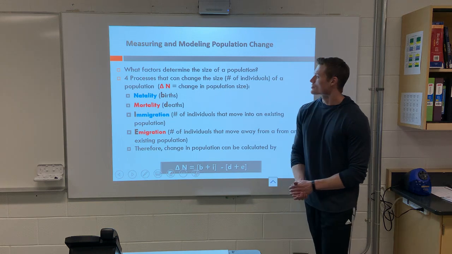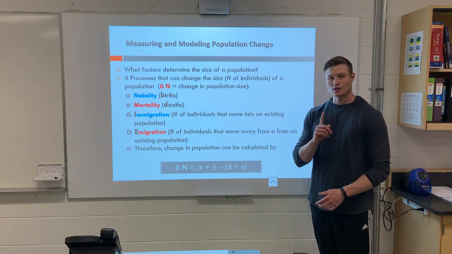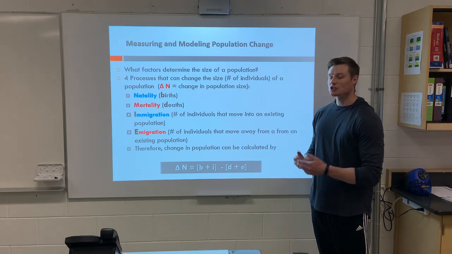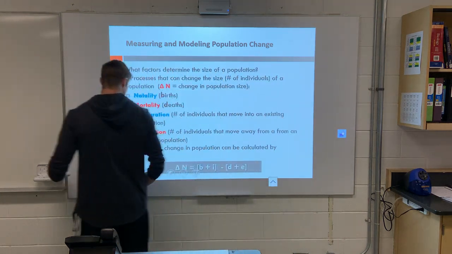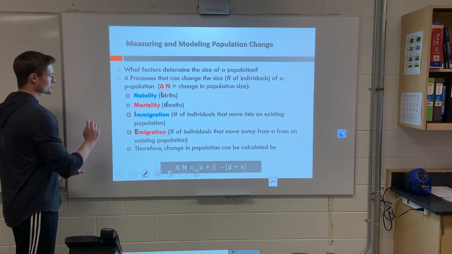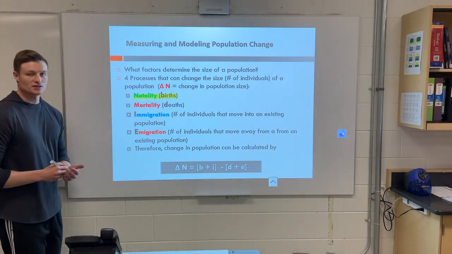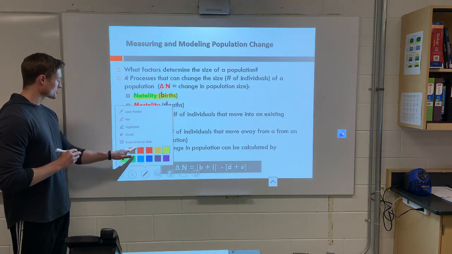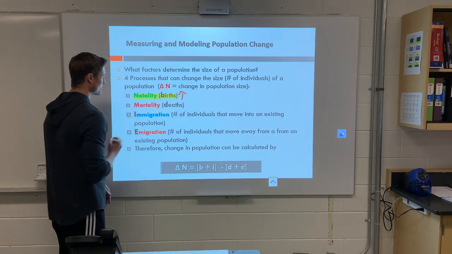Now, how do we measure and model population change? Well, we need to look at how N, the number of individuals, will change over T, time. N can change in a couple of ways. A change in N we refer to as delta N. So how does N change? Well, N can change through 4 factors. We can have natality, which is our births. So how many organisms are born? Natality would increase our population size.